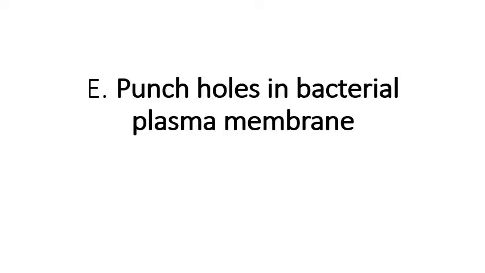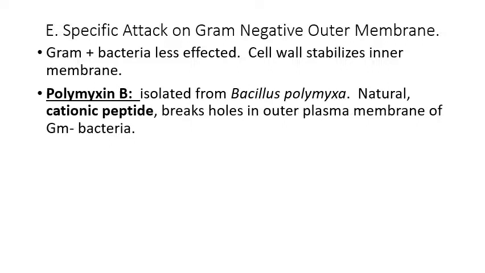Rifampin. Okay, and finally there's some things that punch holes in the bacterial plasma membrane. Gram-positive bacteria tend to be less affected because the cell wall stabilizes. If you punch holes in the plasma membrane, it has less of an effect if there's a cell wall to help stabilize the inner membrane, despite the fact that it has holes punched in it.